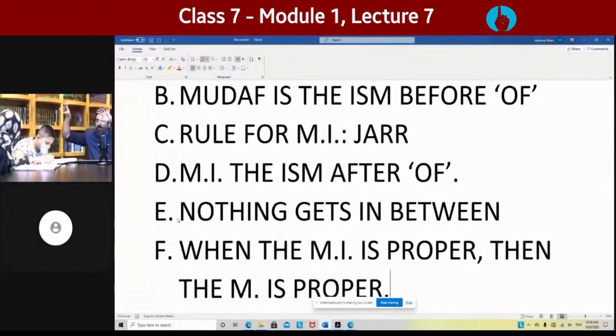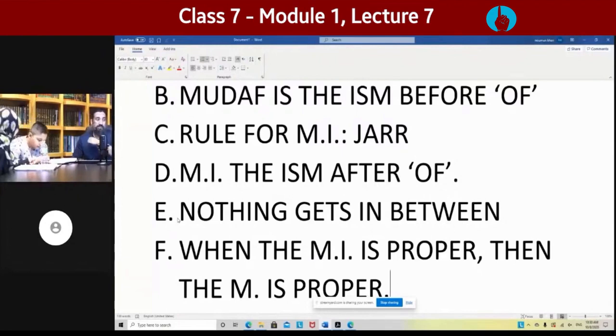We figured out 4 properties of them, but I kept leaving the 4th property out. I kept saying, oh well, we're not going to say it's proper or common, we're going to have to check with the mudaf ilayh. If the mudaf ilayh is proper, then we'll say the mudaf is proper. If the mudaf ilayh is common, then the mudaf is common. But the other properties like status, number, and gender, you can figure them out from a mudaf, right? So we did that. We're going to review that again. We'll come back to mudaf and mudaf ilayh.